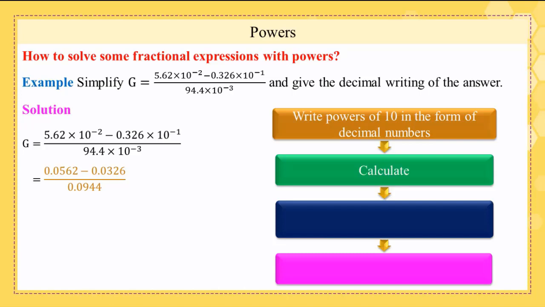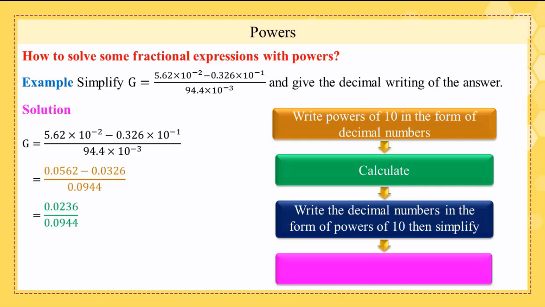Second step, calculate. Here we subtract the numerator of the final expression and we yield that g equal 0.0236 over 0.0944. Third step, write the decimal numbers in the form of powers of 10, then simplify. Now 0.0236 is 236 times 10 power minus 4 and 0.0944 is 944 times 10 power minus 4. We cancel out 10 power minus 4 on both sides of the fraction and we get 236 over 944, which is equal to 1 over 4.